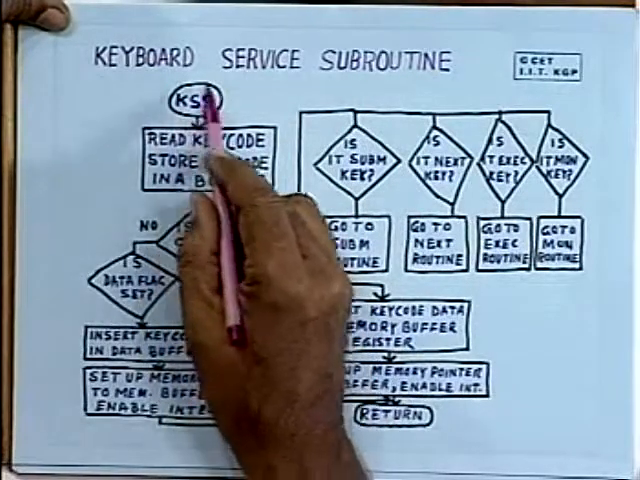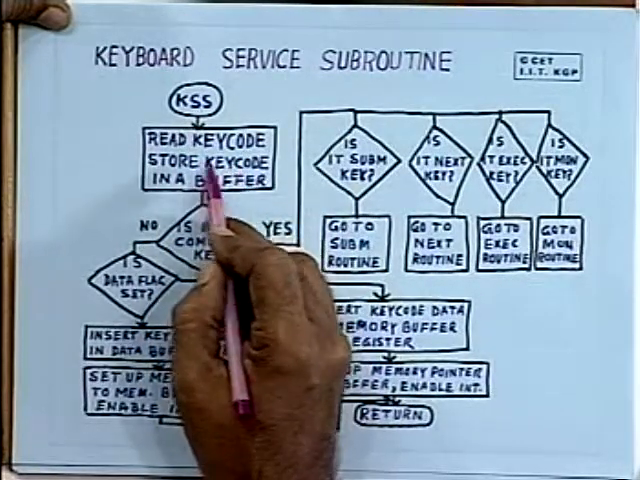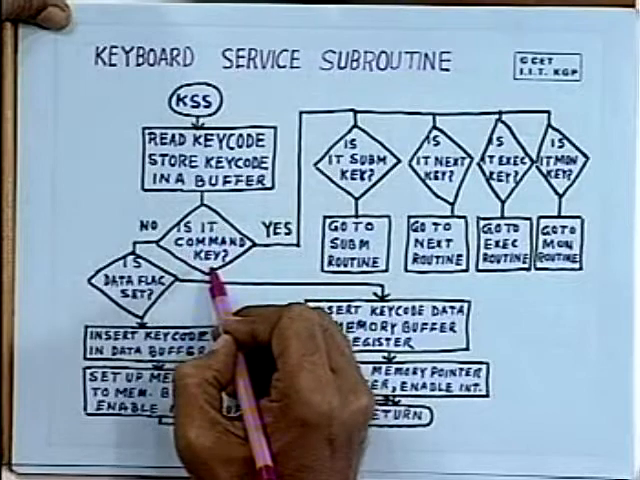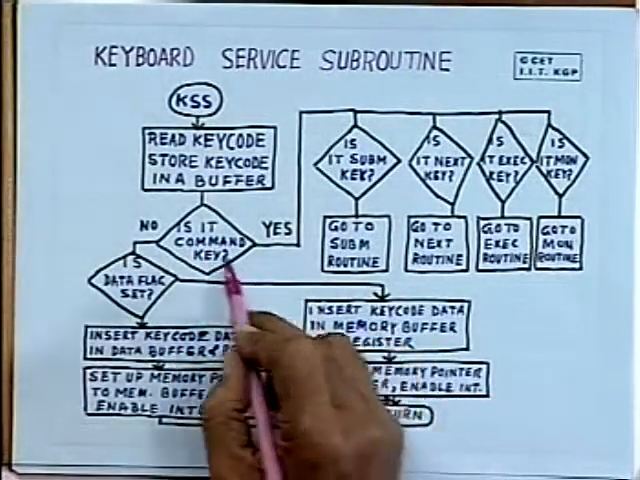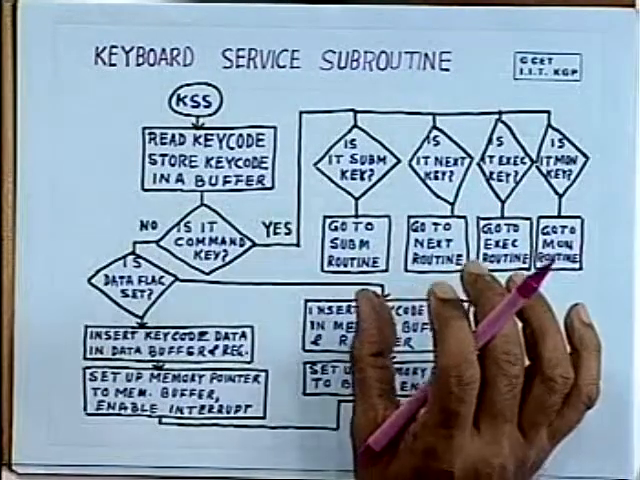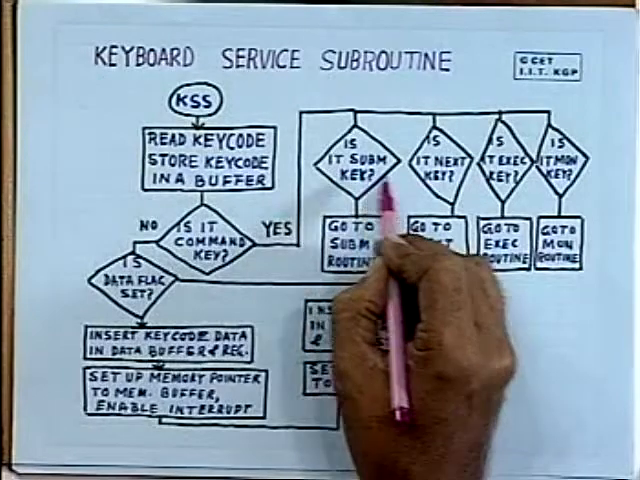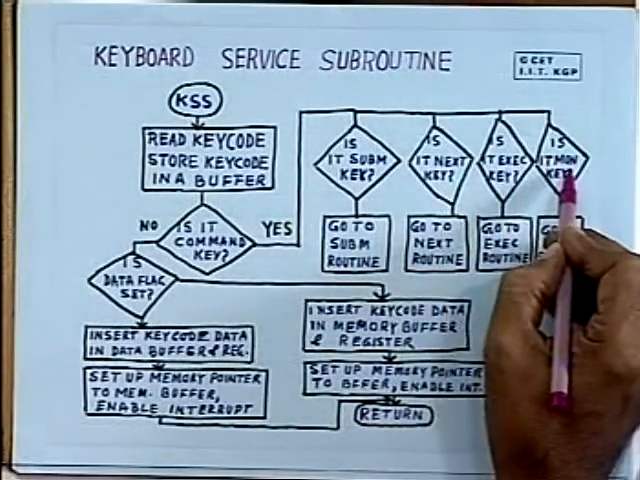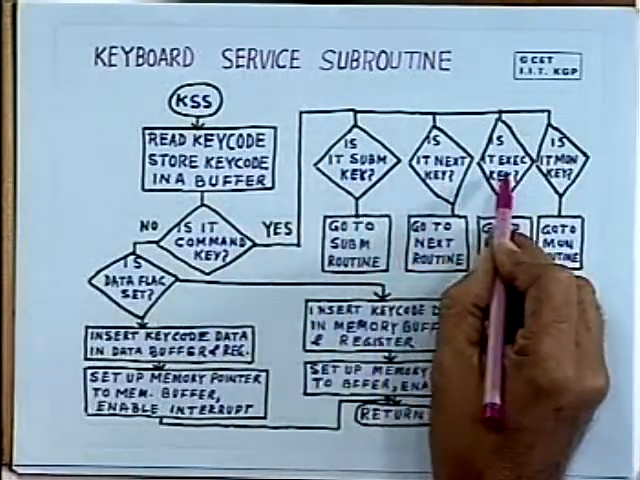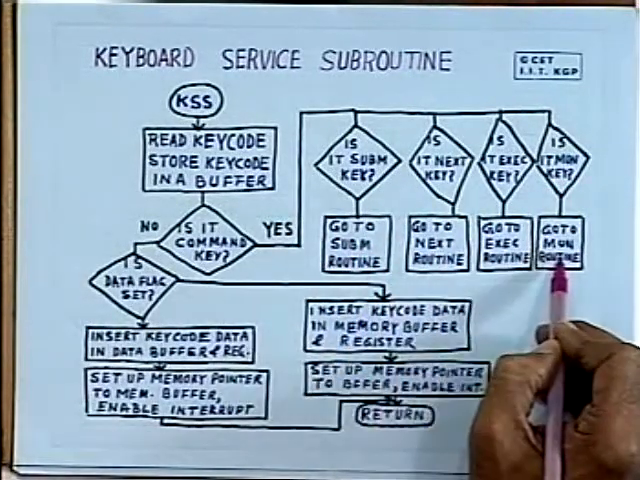And as it goes to the keyboard service subroutine, it reads the key code. And as you know, the 8279 generates the key code in 6-bit. That key code will be stored in a buffer. Then it will check whether it is a command key or a data key. There are 4 command keys, because the 20 keys are realized in this way: 4 command keys and 16 hex keys. The 4 command keys are substitute memory, next, execution and monitor. So if it is a command key, it checks which particular command has to be implemented. Then it goes to the corresponding subroutine.